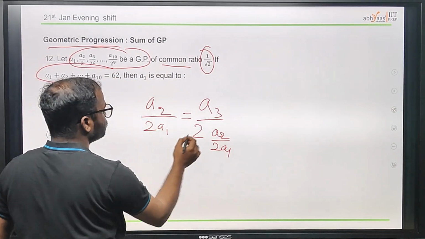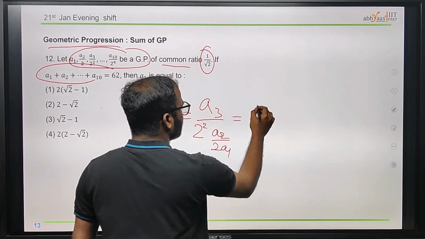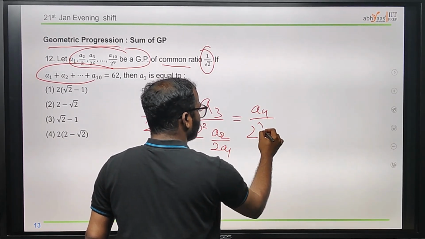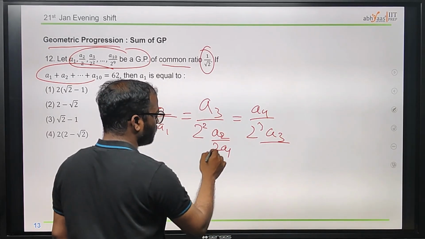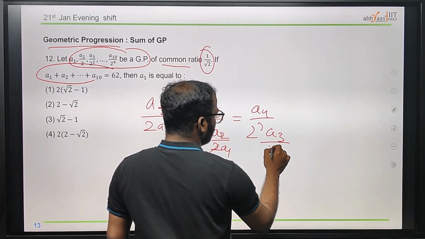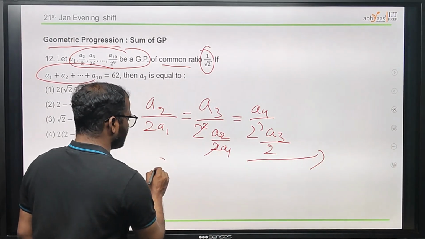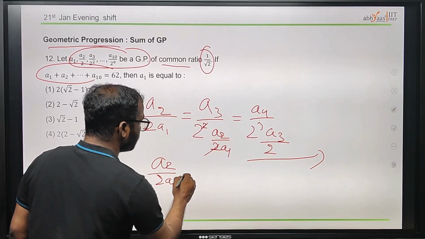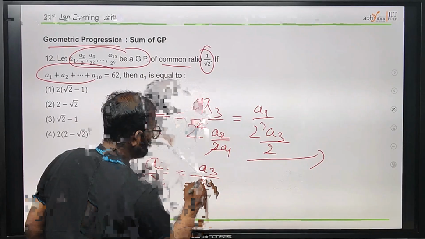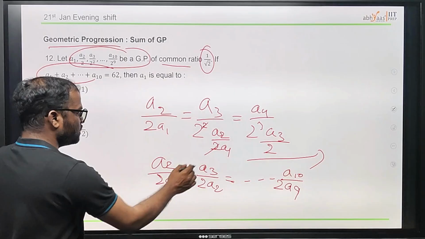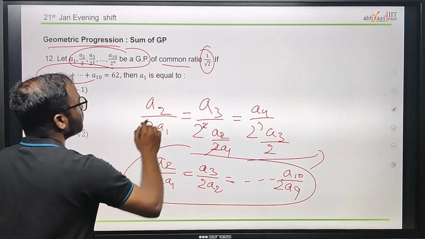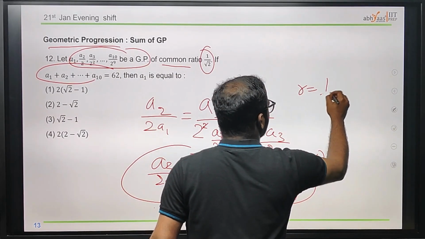Now we have 2 square into A2 by 2A1. Similarly we have A4 by 2 cube, and A3 divided by 2 times of it, which we will have like this one. This will be continuous. After doing this, we will get A2 by 2A1 is equal to A3 by, up to this we will get like this. If you observe, this is one GP here, and the given common ratio is 1 by root 2.